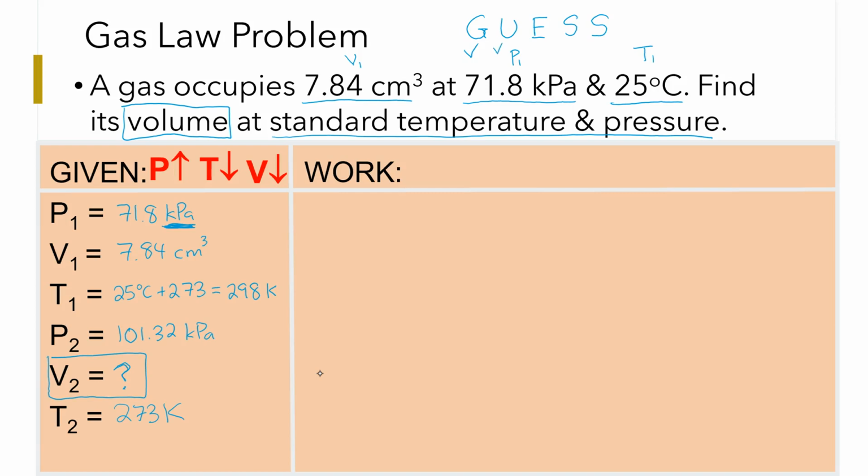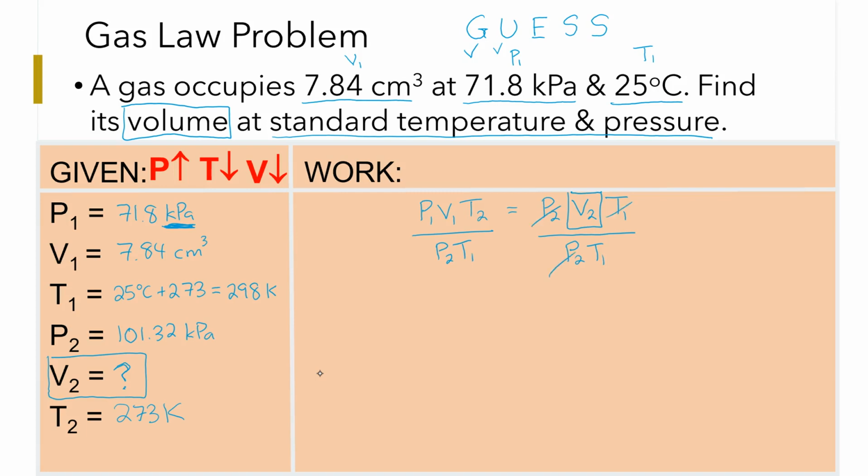So my unknown is also done. Now I need to use the equation. The equation, you guys should have written down, is P1 V1 T2 equals P2 V2 T1. I'm boxing the one I'm looking for, and I need to get that variable by itself. So in order to do that, I need to divide both sides by P2 T1.